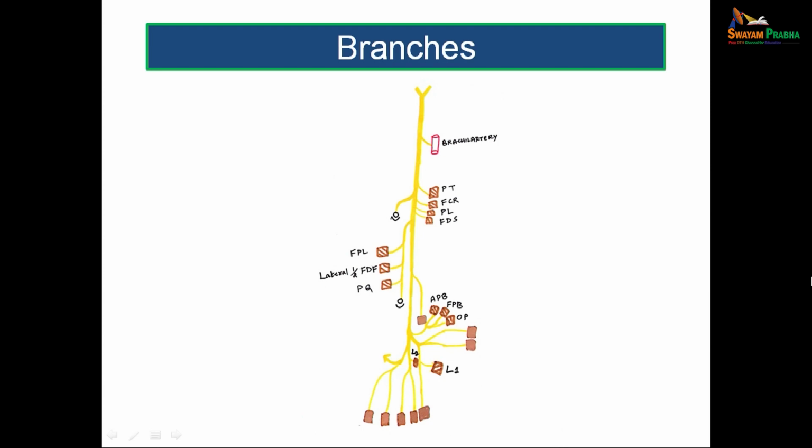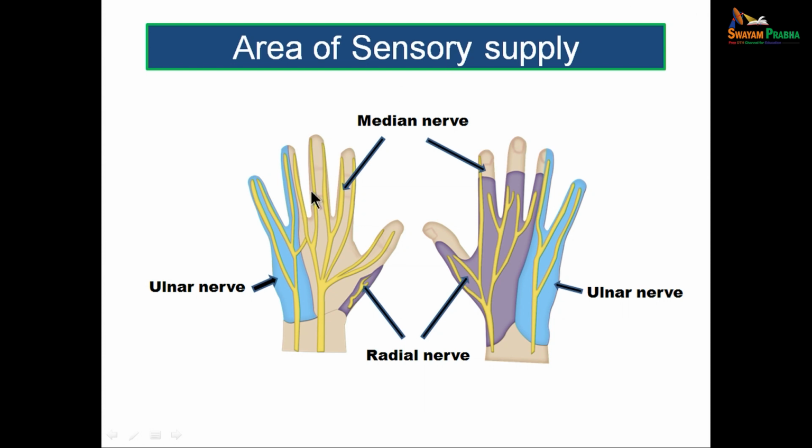So, that is the branches and area of supply of median nerve. This diagram shows you the branches which are going to supply the hand.